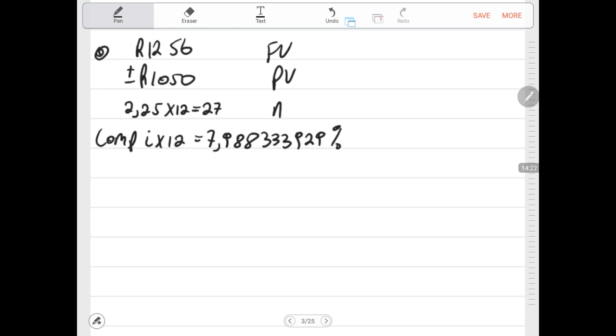And please highlight the fact that we need to multiply our interest by the number of compounds in a year whenever you're calculating interest. And once again, this one is the nominal rate of interest.